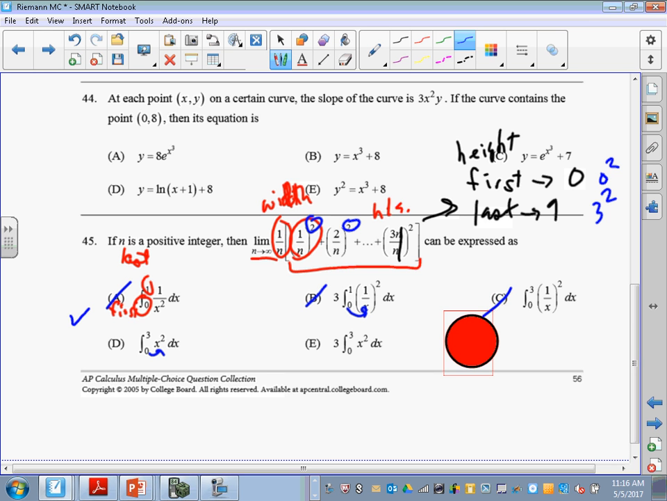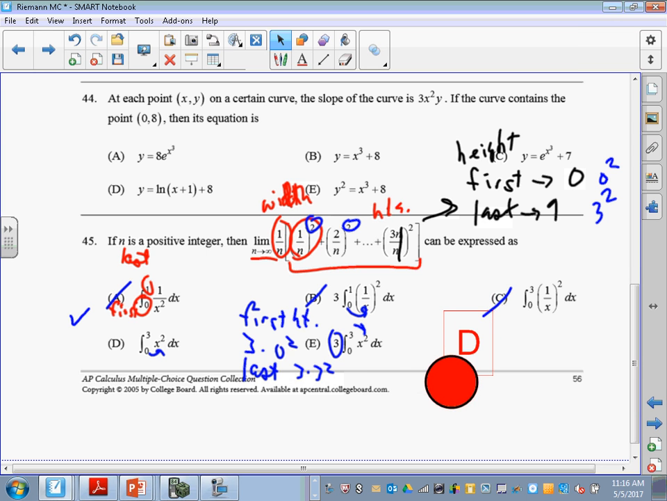Right, because the first one, our first height, is 3 times 0 squared. Because that 3 still could be inside of there, right? We just pulled it out. And our last one was 3 times 3 squared, or 27. We wanted our last height to be just 9. So D is the correct answer, okay? D is the correct answer.